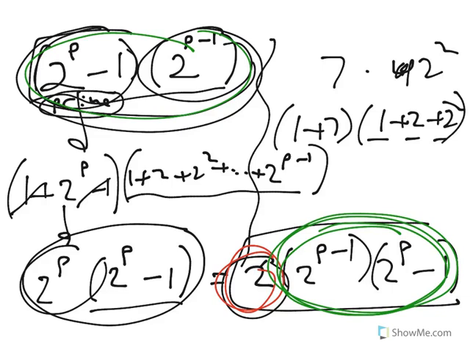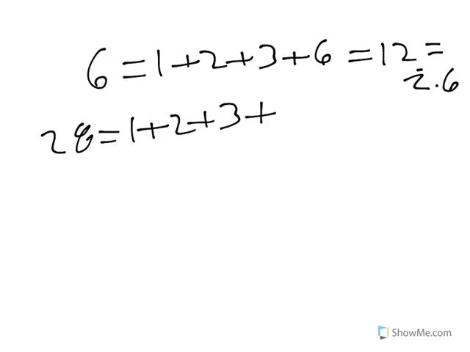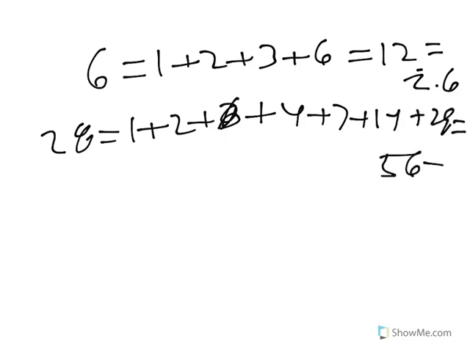But that's what happens with perfect numbers. If I take a number like 6 and I add up all the factors, including the number itself, it will be double the original number. If I take all the factors of 28, including 28, 1, 2, 4, 7, 14, 28, I get 56, which is exactly double 28.